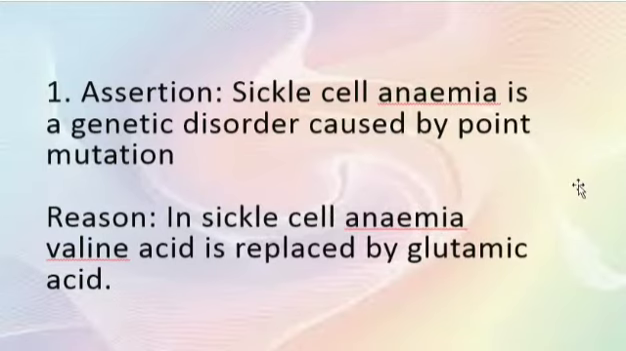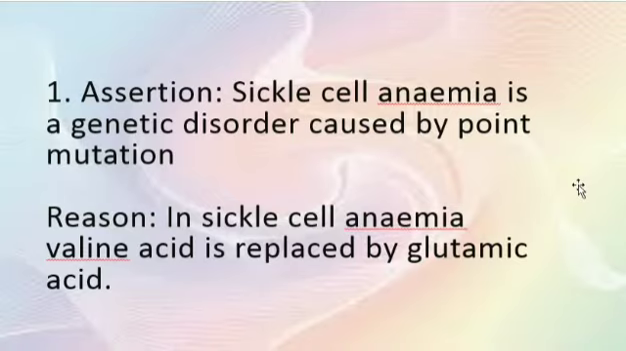Sickle cell anemia is a genetic disorder caused by point mutation. So we know that sickle cell anemia is caused by point mutation because GAG is the sequence but it is getting converted into GUG. We know GAG codes for glutamic acid but GUG becomes valine. So by a single change in the base pair, this is happening. So this is an example of point mutation.